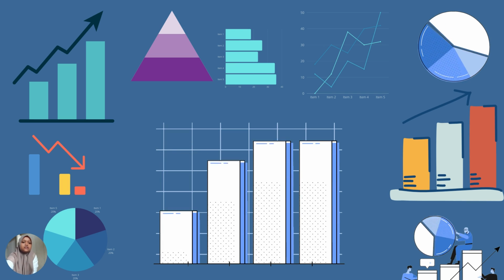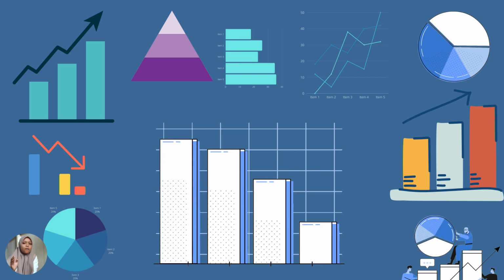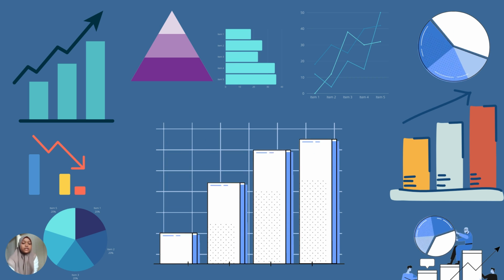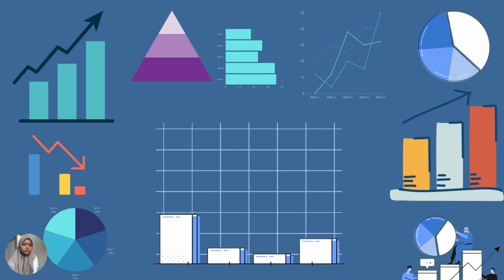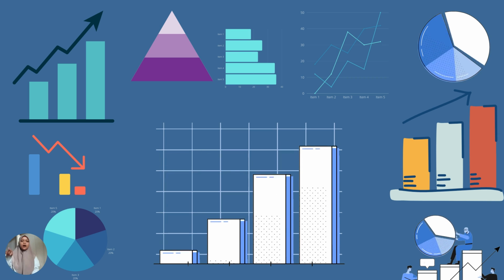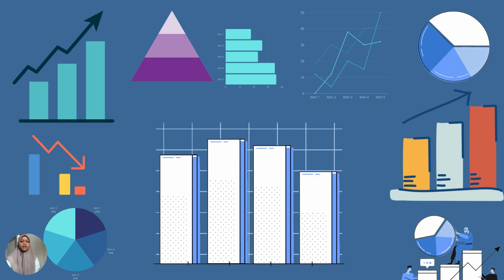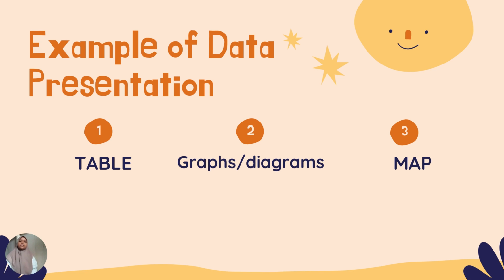Next, these are some pictures of diagrams: pie chart, bar chart, and line chart. These are examples of data presentation. There are three examples of data presentation: one, table; two, graphs or diagrams; three, map.